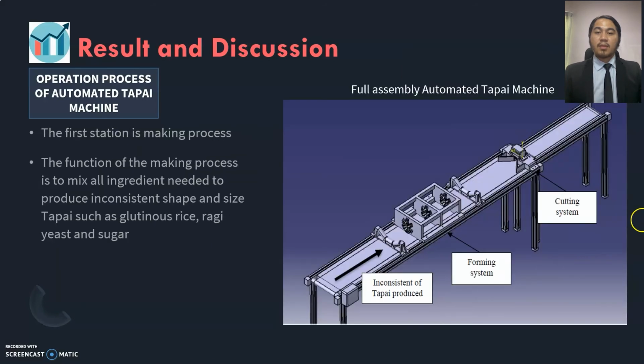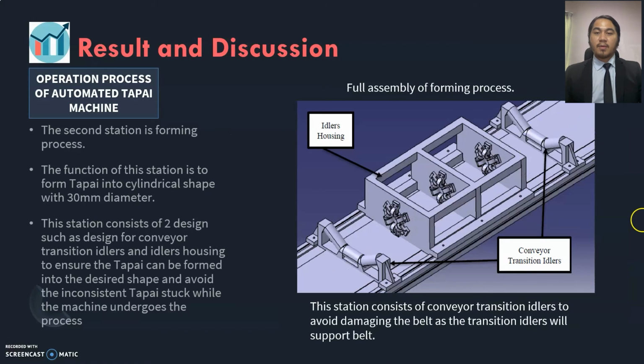The first station is the making process. The function of the making process is to mix all the ingredients needed to produce inconsistent shape and size tapai, such as glutinous rice, ragi yeast, and sugar. The figure shows the full assembly of the automated tapai machine. The second station is the forming process. The function of this station is to form the tapai into a circular shape with a 30 mm diameter.